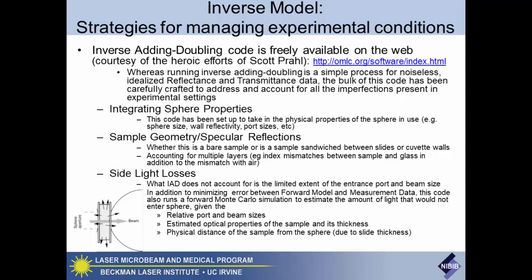And so what his code does is go through and say, if this is the physical dimension of your sample, and this is the physical dimensions of your sphere, I can use adding doubling to say, if I assume absorption and scattering of this, I would lose this many photons that would never get measured, and then iterate and redo it again to minimize for that. So very nice. A lot of time and effort has been put into this code to account for all these things, so you don't have to. It's a very powerful tool to have available.